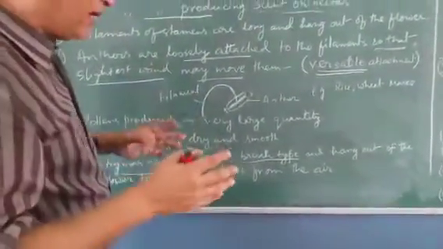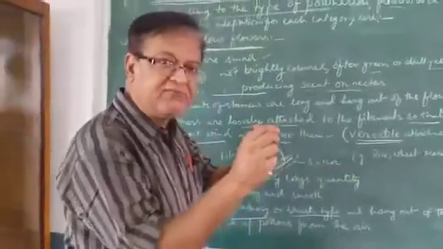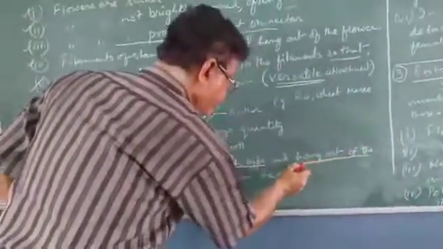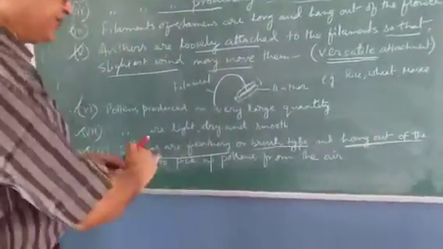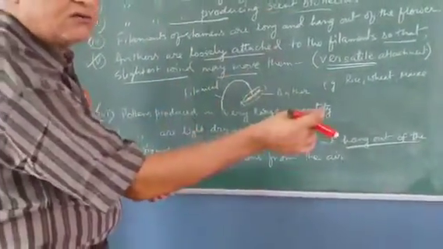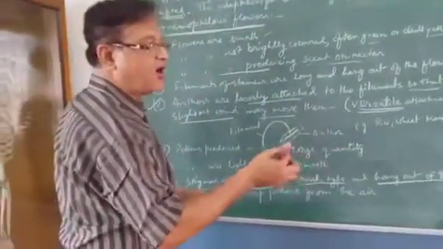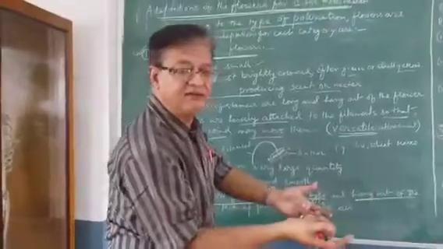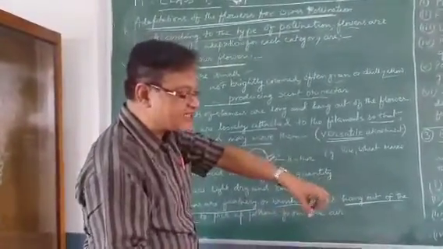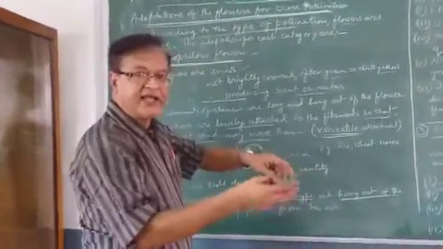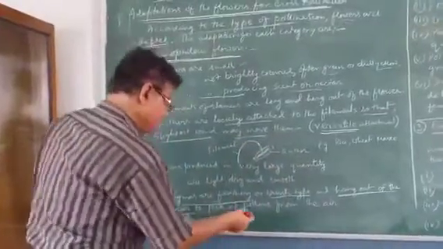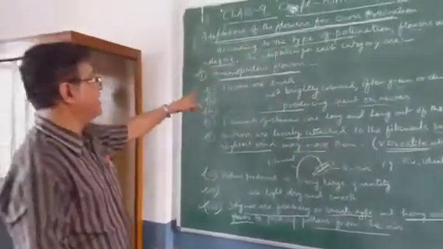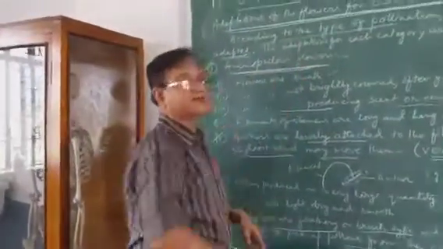Feathery or brush type, what happens? They catch the pollen grains floating in the air very quickly, and hang out of the flower. The style is very long. The feathery or brush type of stigma hangs out of the flowers so that they can catch the pollen grains floating in the air very easily. So these are the characteristics of anemophilous flowers.